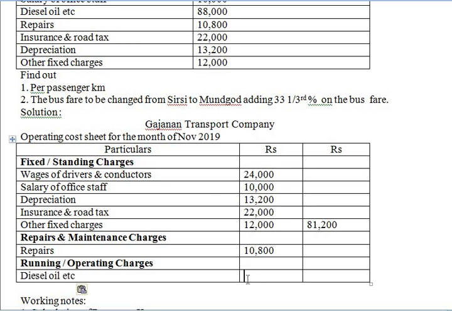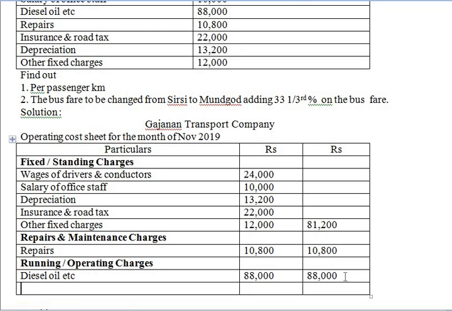Amount is 88,000. Okay, now this total, write it outside. 88,000. This we have not written. Second point, that is 10,800. Okay, yes. Now next, make total.